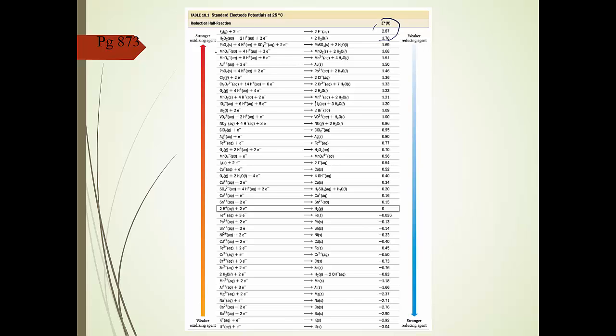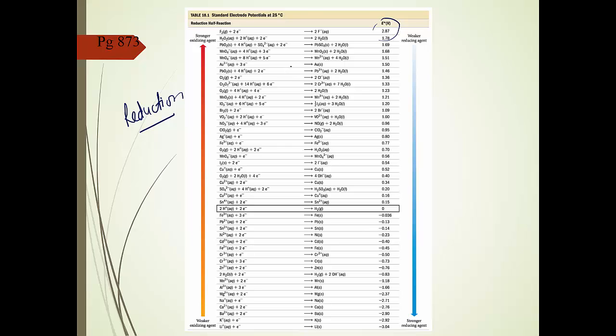If you look at all of these, they will always be written in reduction. All of these are being reduced. Here are the ones I talked about that were going to be balanced. If you look at the ones that have the hydrogens and the waters, those are in the acidic solution and they've already been balanced for you. The half has been balanced.